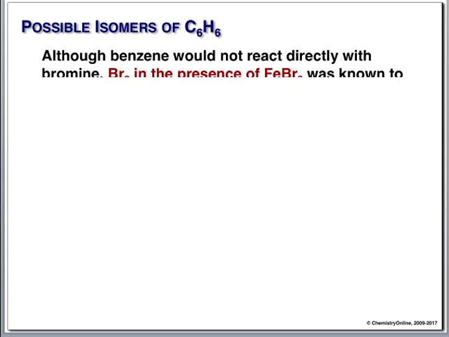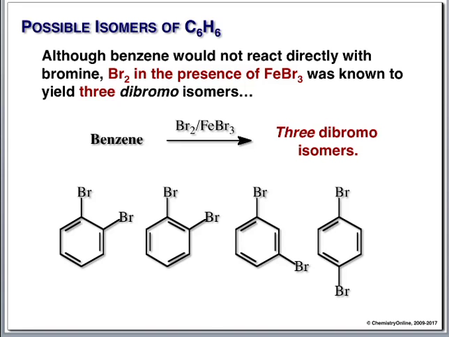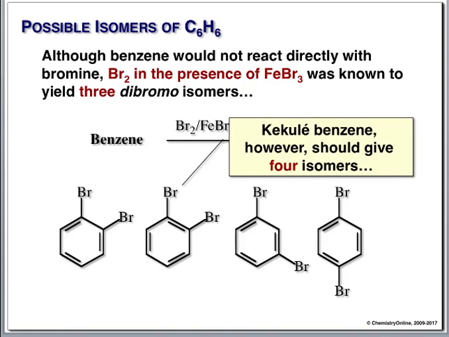One of the things that they were good at doing in those days was reacting stuff to get various numbers of isomers. Now, I said bromine would not react with benzene by itself, but it will react with bromine if you put in a Lewis acid. And if you do that, you can isolate 3 dibromo isomers. Now, Kekulé and his structure would come up with a total of 4.